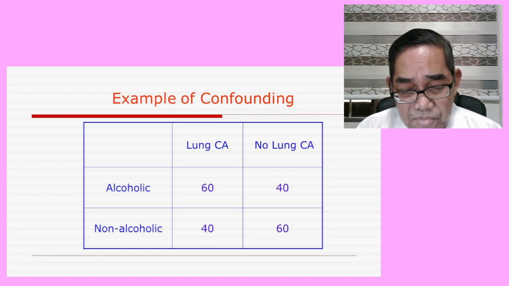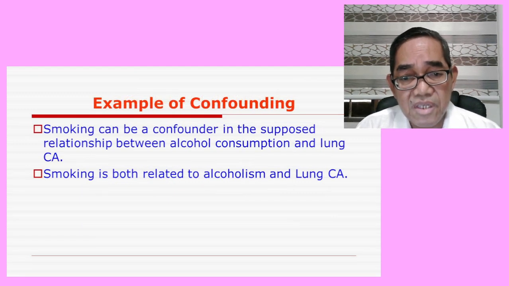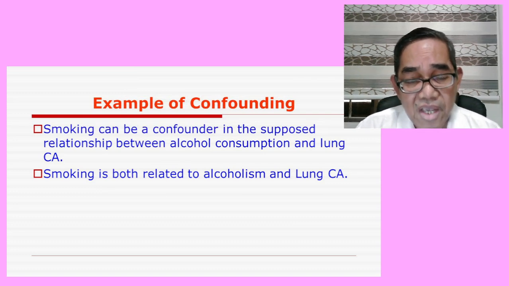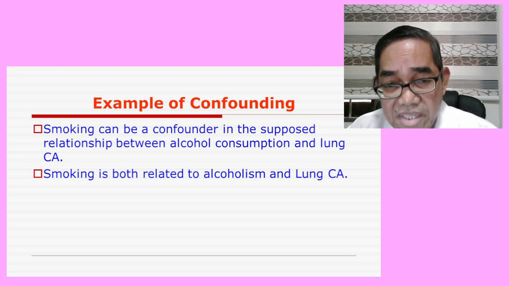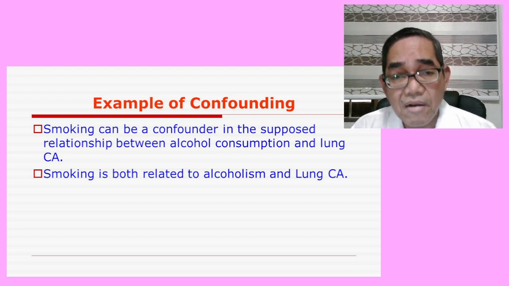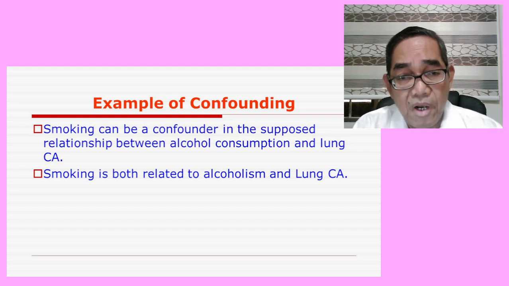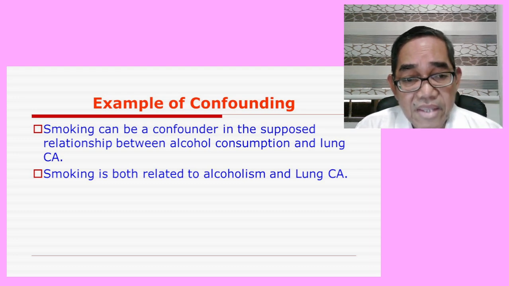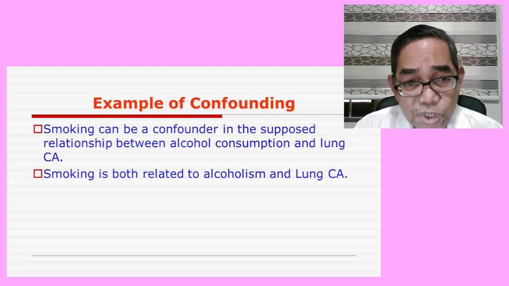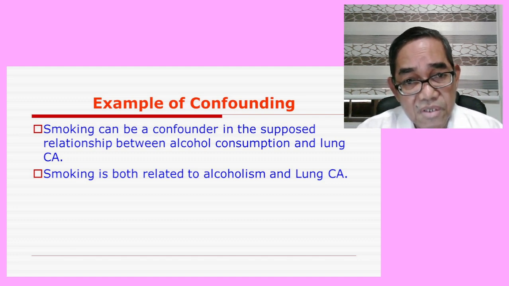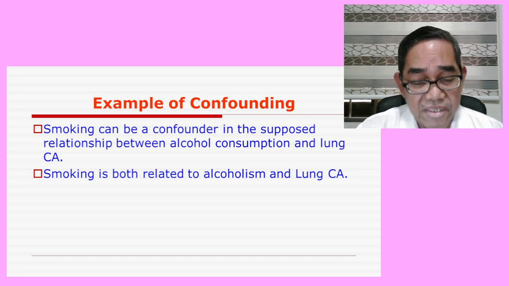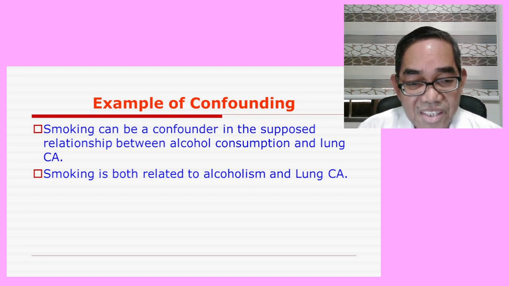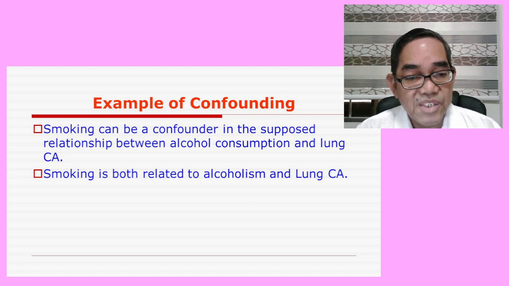But a potential confounder is smoking. So smoking can be a confounder in the supposed relationship between alcoholism and lung cancer, because smoking is related to lung cancer. First criterion. And it is also related to alcoholism. Many people who smoke are also alcoholics compared to people who don't smoke. So smoking is related to alcoholism. The association of smoking with lung cancer, the second criterion, is independent of its relationship with alcoholism. So we fulfill the criteria for smoking as a confounder.